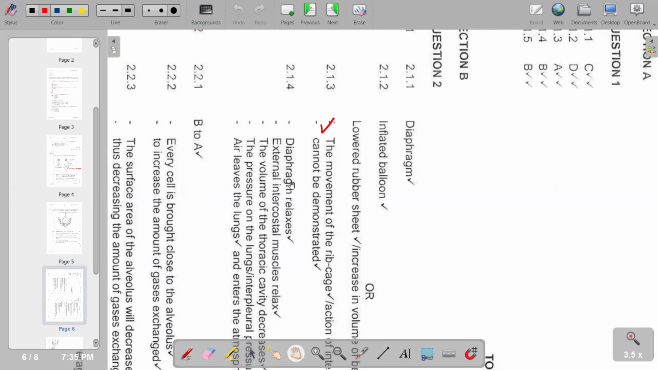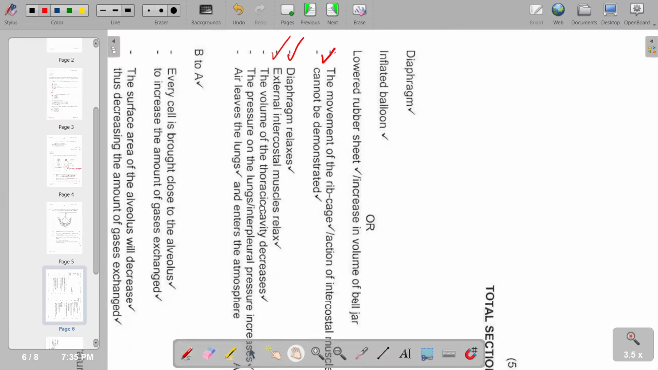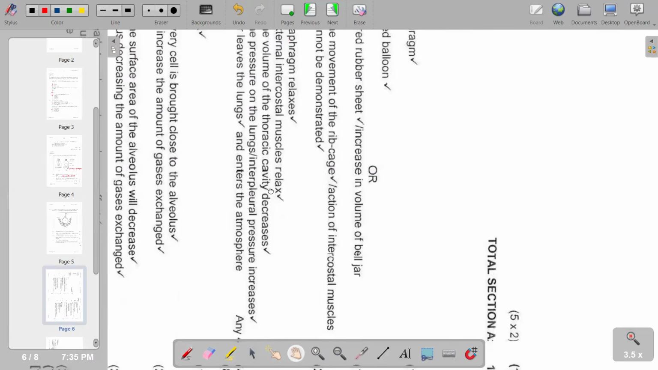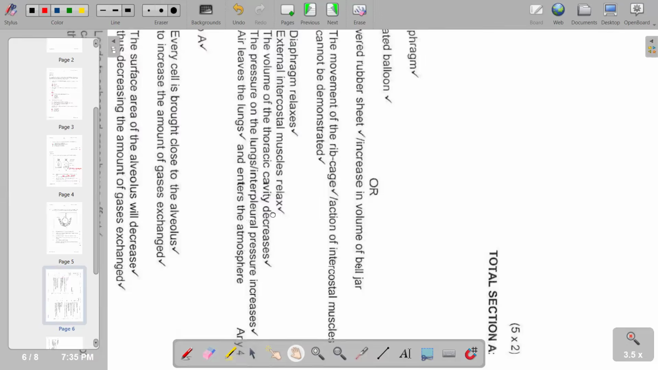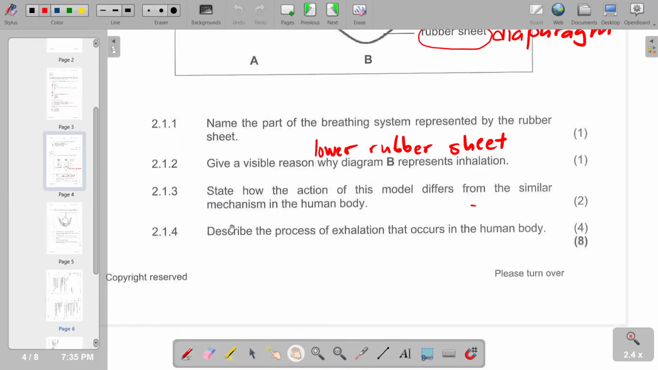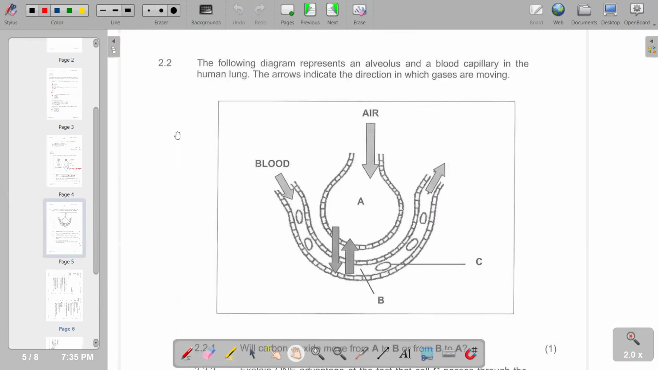We're saying at the first point, diaphragm relaxes. And then on the second point, external intercostal muscles relax. So further points we also have explaining that. So basically that's what we have on that part. Then moving on to the next question, which is going to be 2.2.